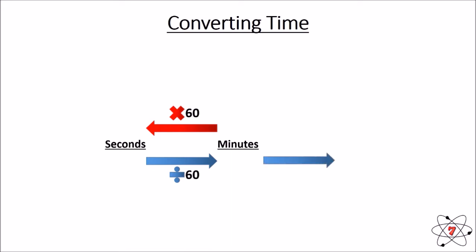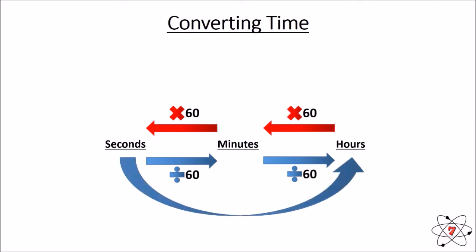On the other hand, I might want to go from minutes to hours. Because I'm going up a unit, I'm going to be dividing. Because there are 60 minutes in an hour, I'm going to be dividing by 60. If I want to convert hours to minutes, I need to multiply. And I'm going to multiply by 60 because there are 60 minutes in an hour.